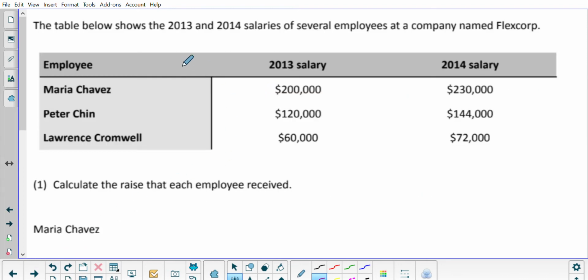So now I know in your guys's, it is 2020 and 2021. Okay, so let me just fix that. Everything else, I believe, is the same. They just changed that. All right, so the table below shows the 2020 and 2021 salaries of several employees at a company named FlexCorp.